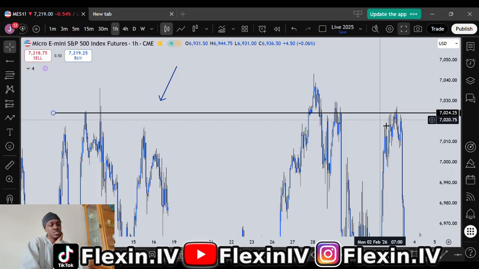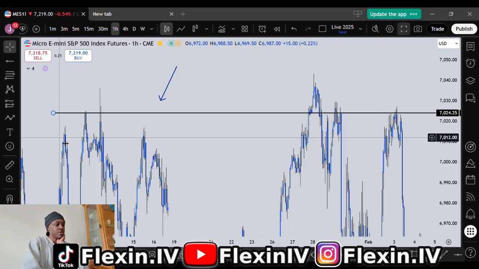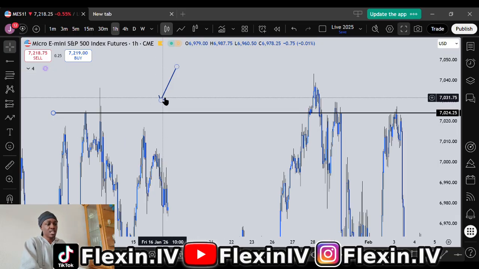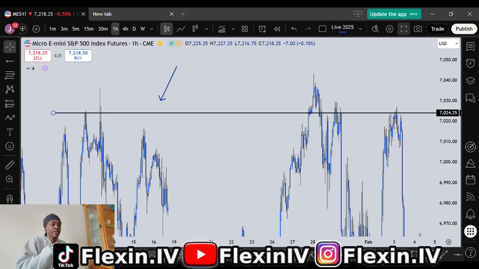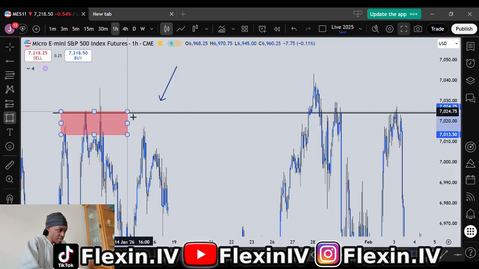And then as I'm noticing, you got this rejection right here, this rejection right here, this rejection, like it's just rejecting in a multitude of different spots. So instead of using the line, which is very precise, what I would do is use a rectangle, and I would basically go from this body right here, where this body closed, to this body right here.